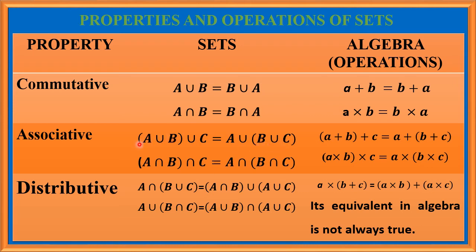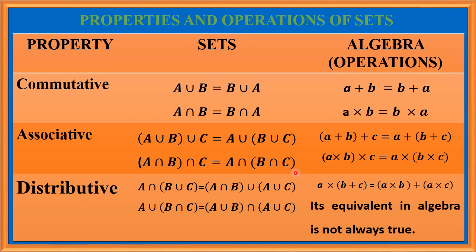In this case, you can see that A union B is in bracket here, and here B union C is in bracket here. So when you combine the first two sets, and combine the last two with the remaining set, if what you get is the same, then associative property is shown there. Then for intersection, we have A intersection B, intersection C, which is equal to A intersection B intersection C, with A intersection B in bracket here, B intersection C in bracket here.